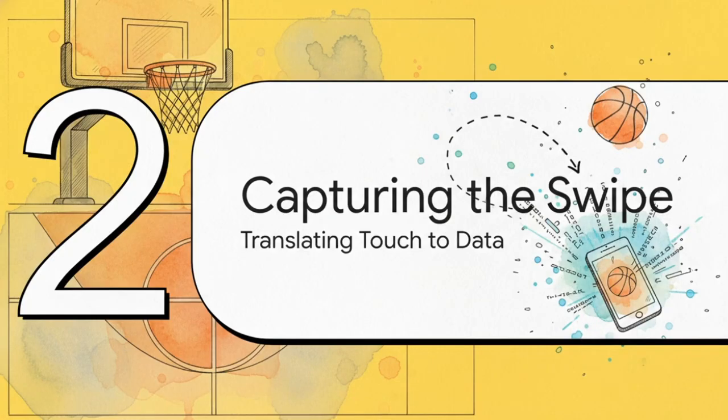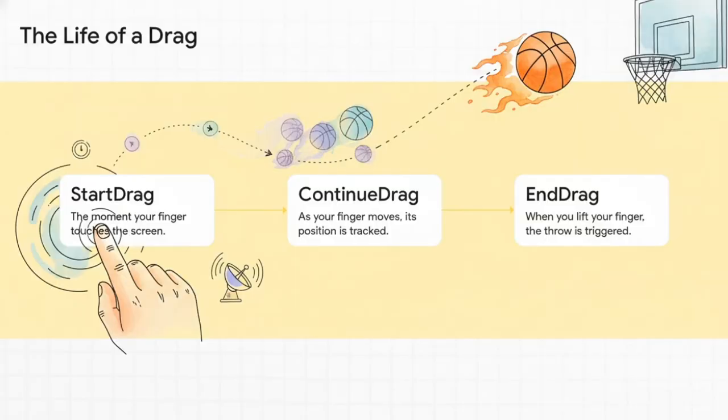All right, court's ready. The pieces are in place. Now we need to actually listen to you, the player. This next part is all about how we capture that swipe and turn a physical motion into cold, hard data the game can understand. The whole thing breaks down into 3 simple steps.